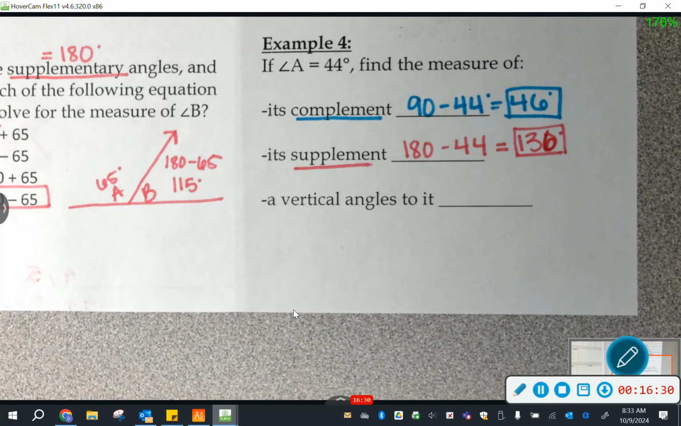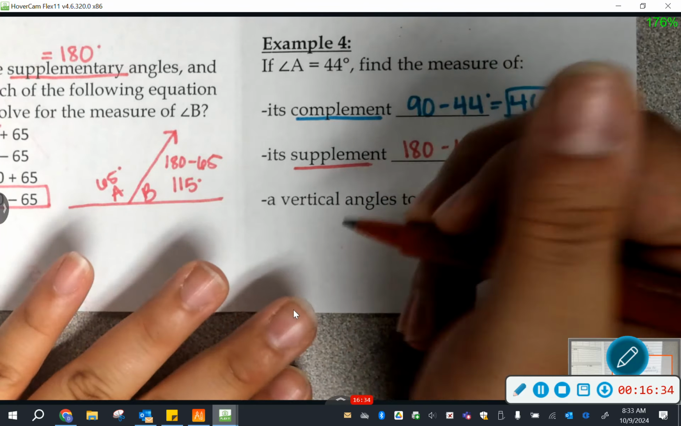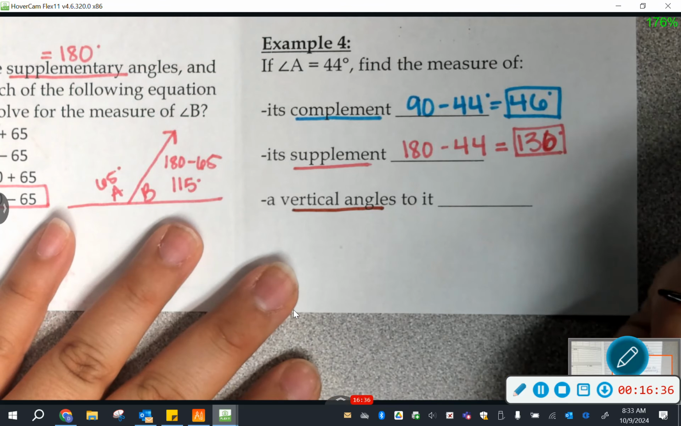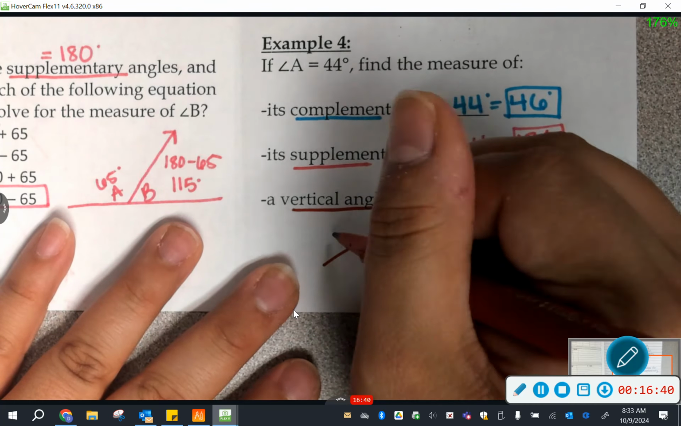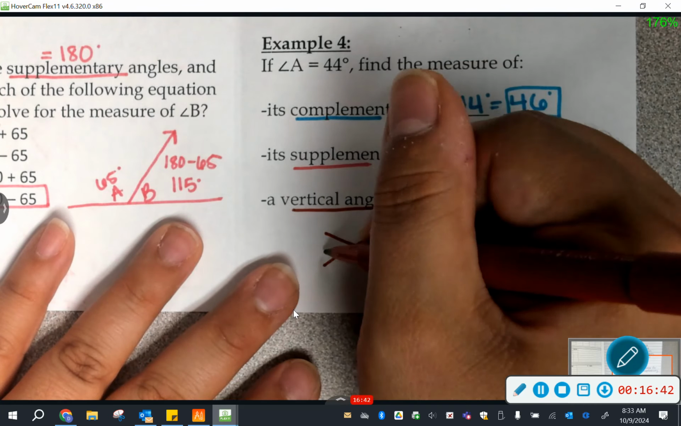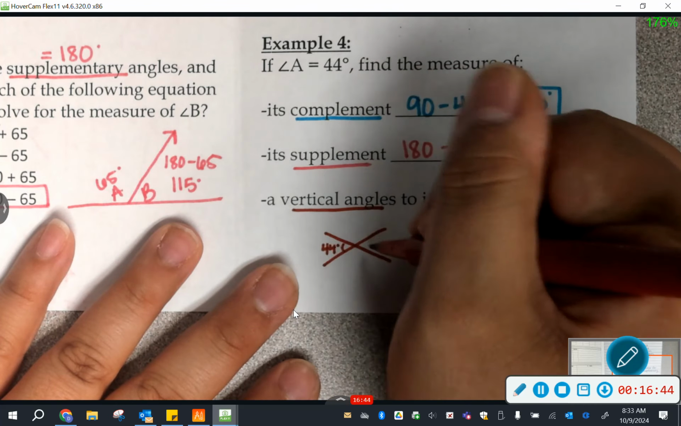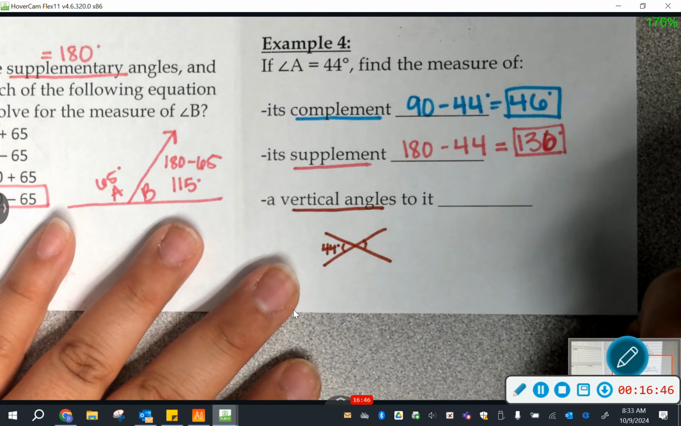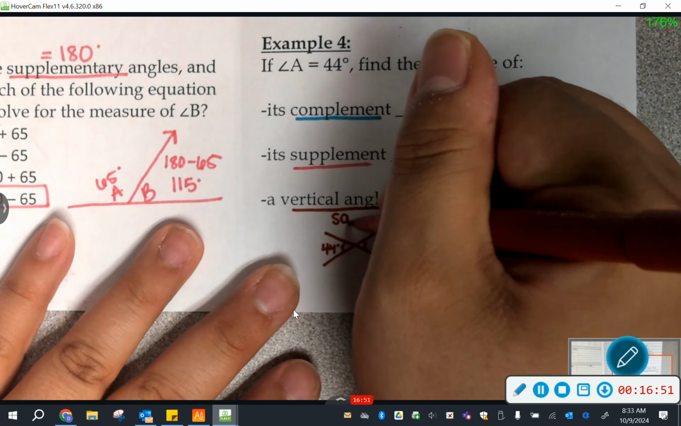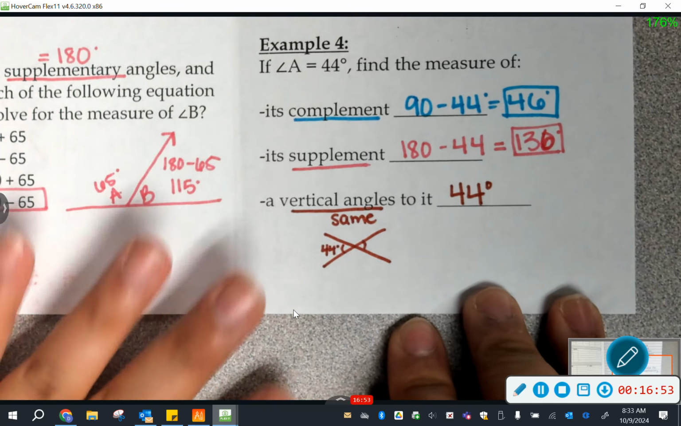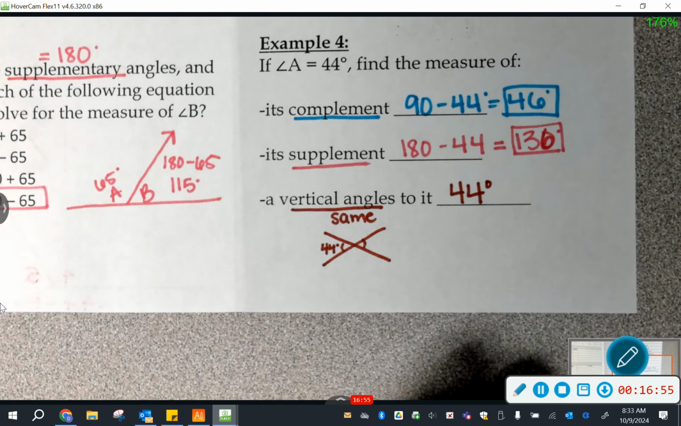Last but not least, what about a vertical angle? What if it's the vertical angle? What does that mean? Let's see. Vertical angles mean they're across. So if this is 44, what's the vertical angle going to be? They are the same number. Vertical angles are congruent. You were right.